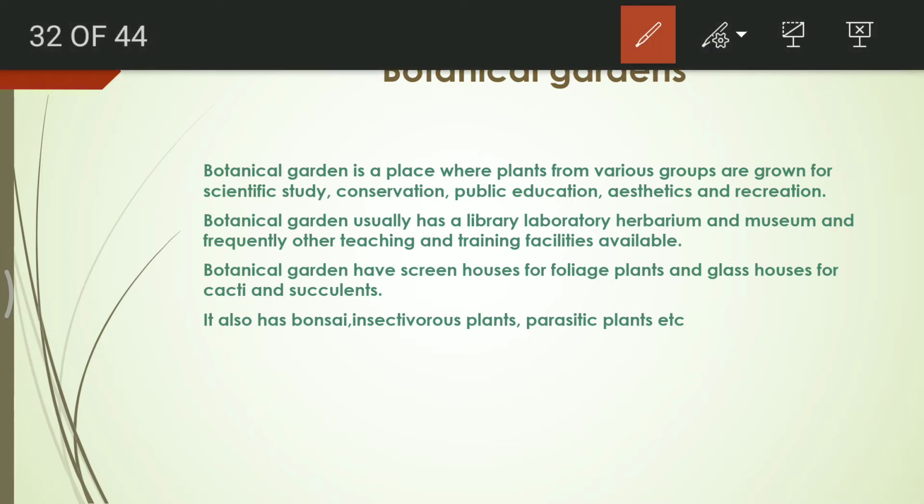Bonsai is a condition in which a big plant like a big banyan tree can be made in a small pot, just a miniature version of big plants, and that can be seen in the botanical gardens if you have visited any. Parasitic plants are also there. Insectivorous plants are there.